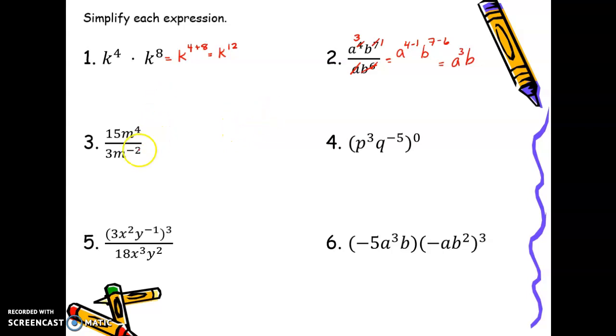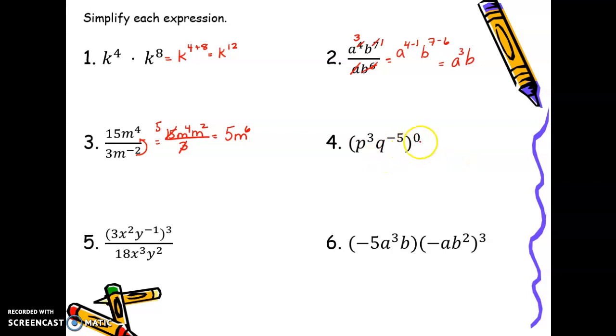Get it that way. This m squared has to go up top. So you're going to have 15 m to the 4th times m squared over 3. That will cancel out, give you a 5. Your exponents add up here. 4 plus 2 is 6. So you'd end up with 5m to the 6th.